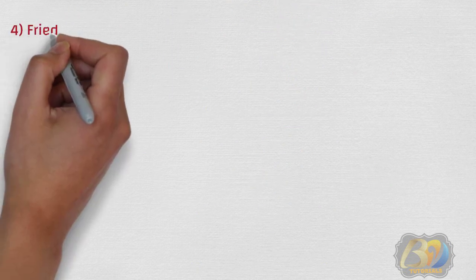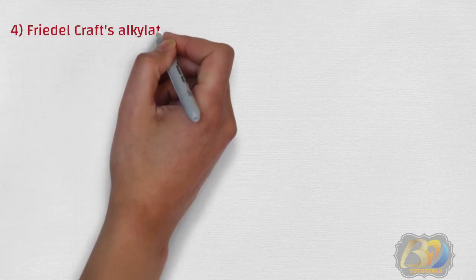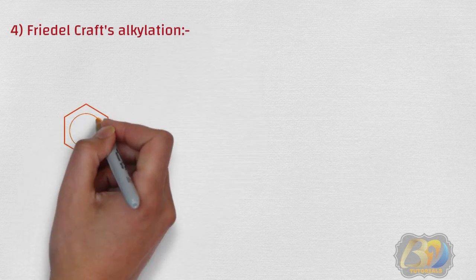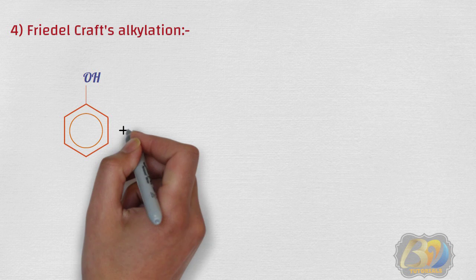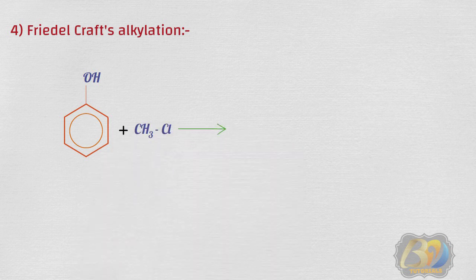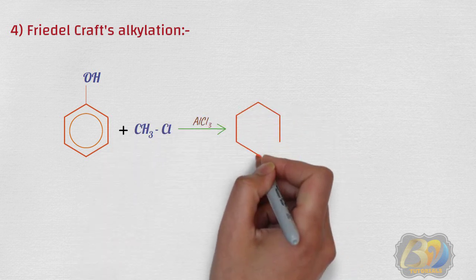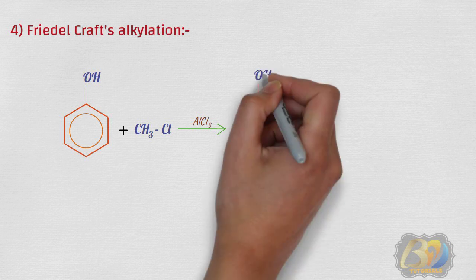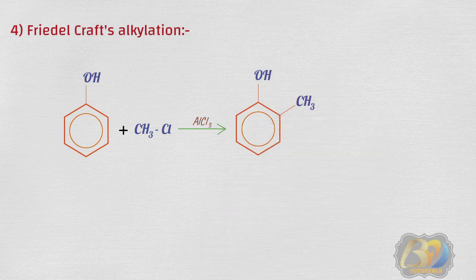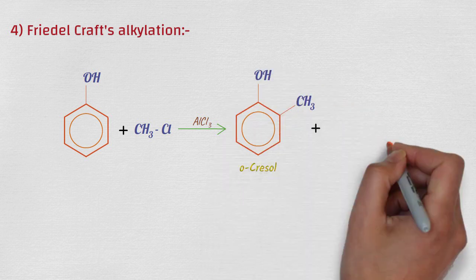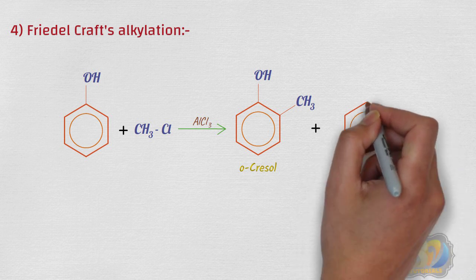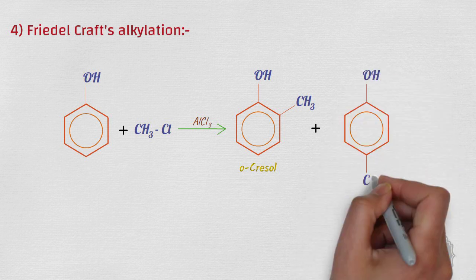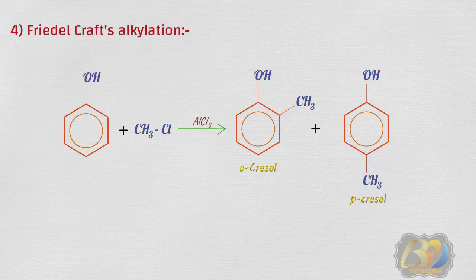The next reaction is the Friedel-Crafts alkylation. In this reaction, phenol reacts with methyl chloride in presence of AlCl3 to form a mixture of ortho-cresol and para-cresol with the liberation of hydrochloric acid.